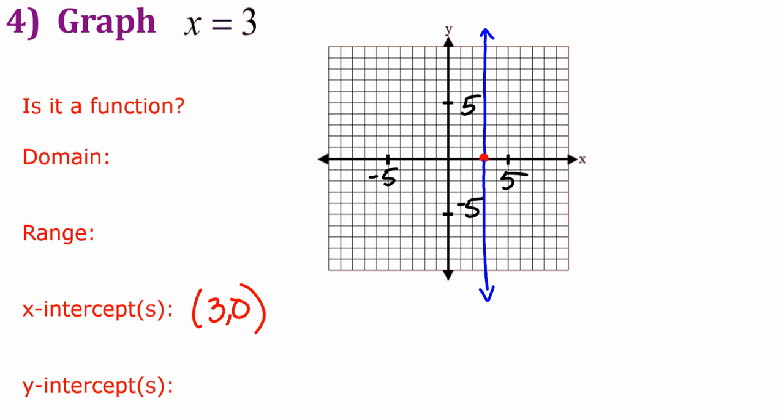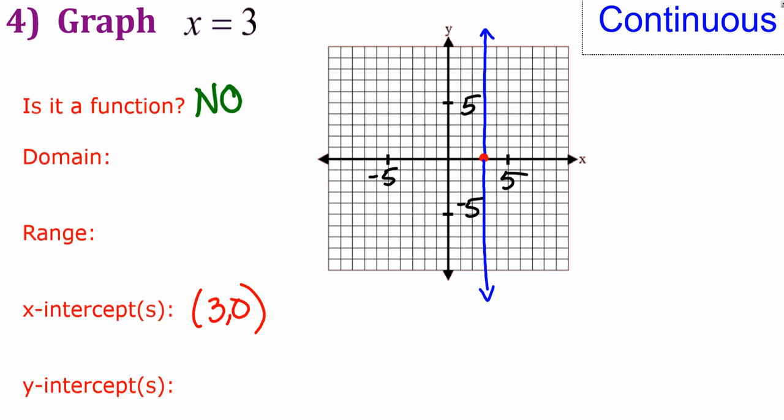So here we have a continuous relationship where the input is 3. And we know the coordinate of the x-intercept, (3, 0). Would this be considered a function? No, it would not, because for this one input of 3, we have an infinite number of outputs, therefore it would not be a function.